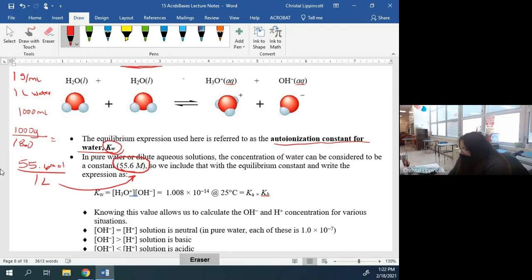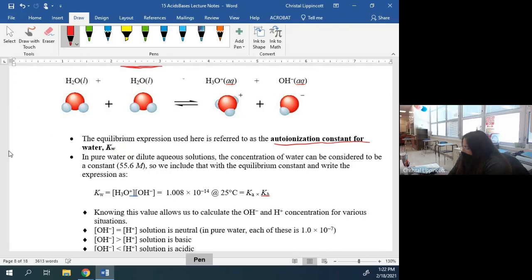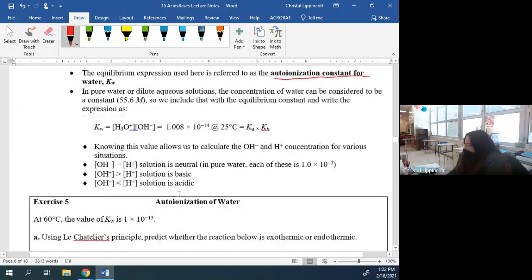But this is so massive compared to what we're working with for our concentrations for these other things that we just ignore it. Just like back when you were doing that crystal violet reaction, you ignored the sodium hydroxide because it's just such a large magnitude more that it's not going to make a difference. Okay. So our KW, now this is at 25 degrees Celsius.